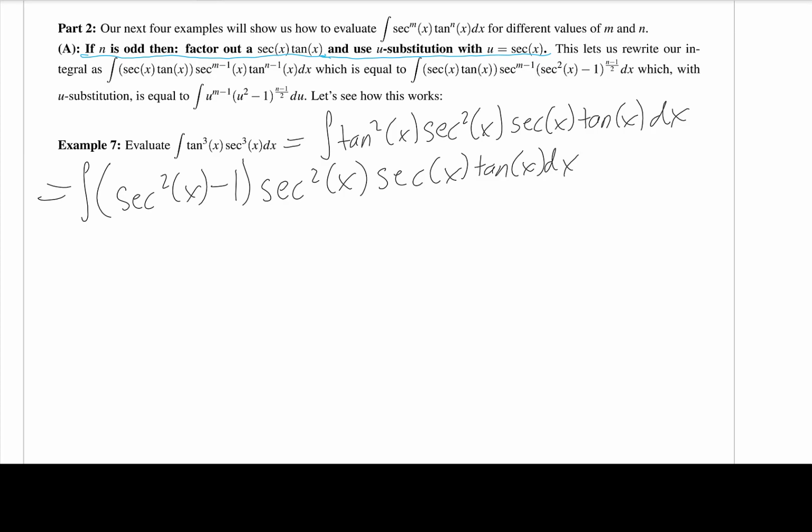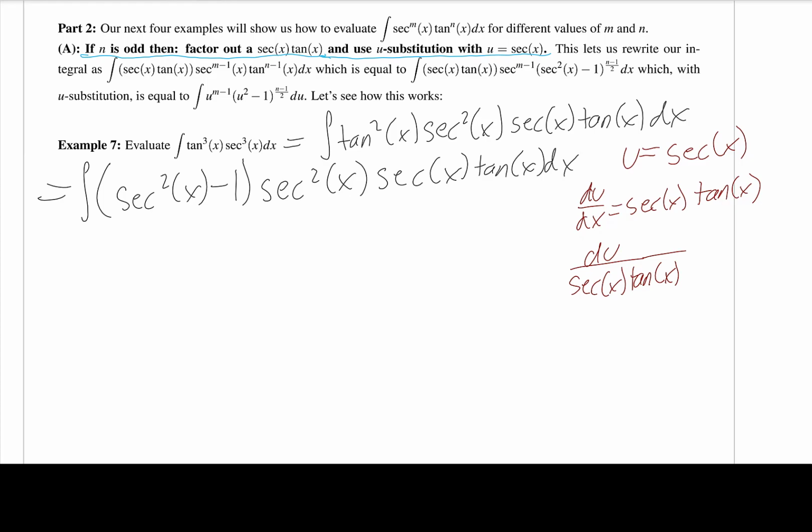So now we'll use u equals secant of x, which means I'm going to write this out once just so that we can see it clearly. So this means du dx is equal to secant x tan x. Dividing across by the right hand side and then multiplying across by dx, we'll get du over secant x tan x is equal to dx.